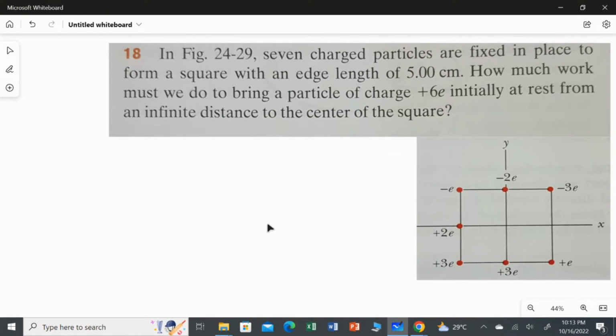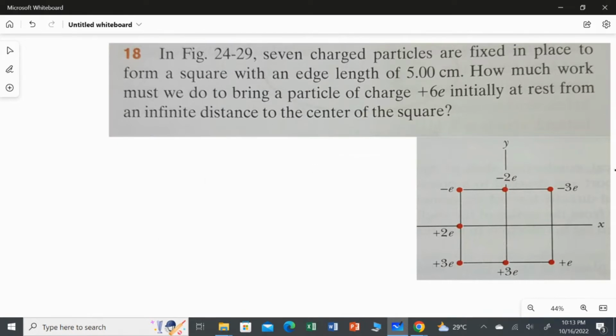This question, we are going to use the superposition principle, because here we have a lot of charges, am I right? So we have to answer one by one. In the figure, 7 charged particles are fixed in place to form a square with an edge length of 5 centimeter.